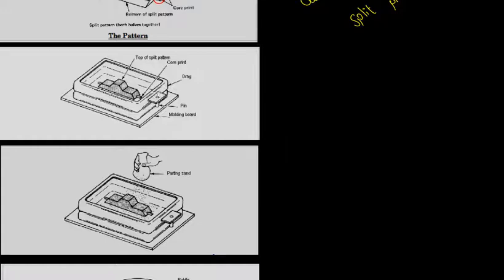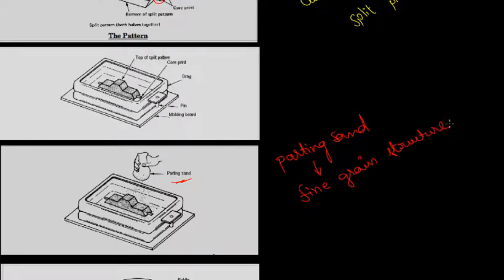In the drag box, the top of the split pattern is placed in the middle, exactly in the middle, and then parting sand is poured in that. So what is parting sand? Parting sand is nothing but common sand, but it has fine grain structure. Why do you require fine grain structure exactly on top of the pattern? Because in sand casting there is a little bit of compromise in accuracy and surface finish. Okay, to accommodate high surface finish we use fine grains.